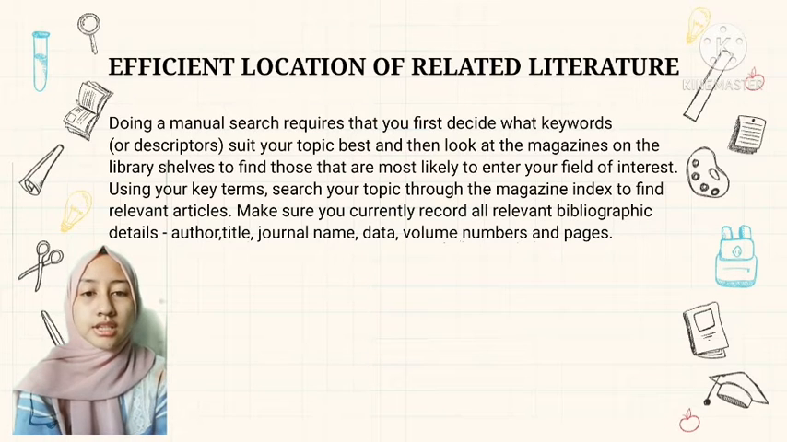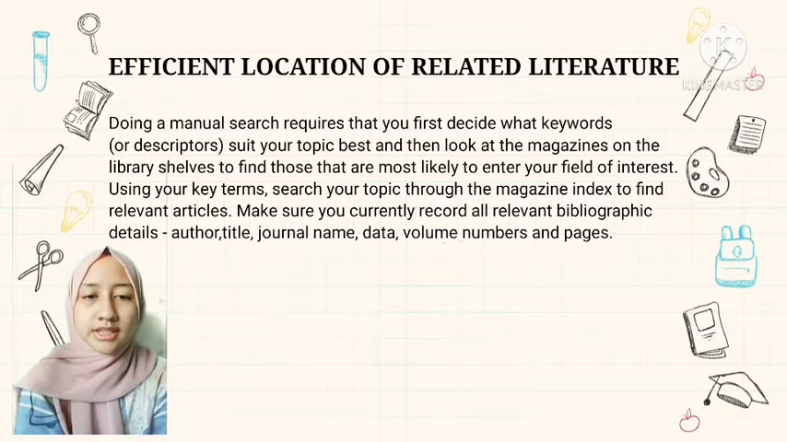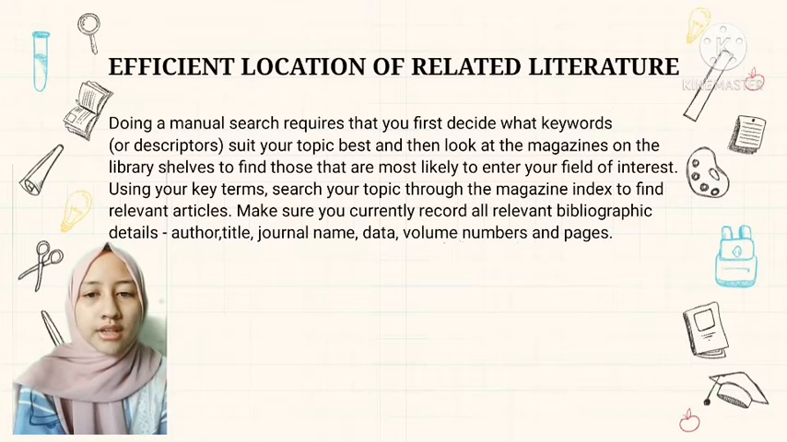Slide 3 is efficient location of related literature. Doing a manual search requires that you first decide what keywords suit your topic best and then look at the magazines on the library shelf to find those that are most likely to enter your field of interest. Using your key terms, search your topic through the magazine index to find relevant articles. Make sure you record all relevant bibliographic details: author, title, journal name, date, volume number, and page.